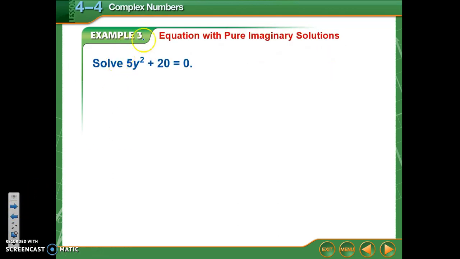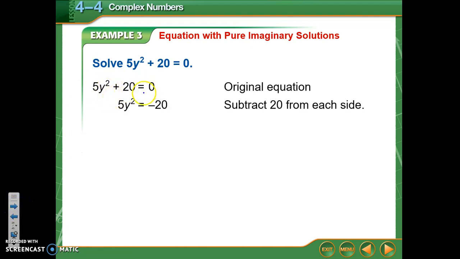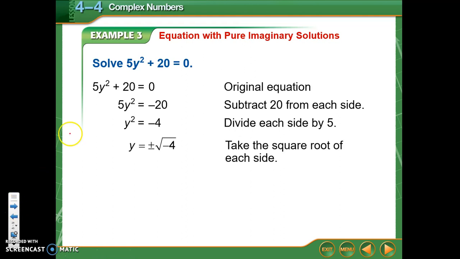So let's look at this. I have 5y squared plus 20 equals 0. This is a quadratic equation because of the power of 2, but in this case my b is 0. So I'm going to subtract 20 from both sides, and then I'm going to divide by 5, so I get y squared equals -4. So because I just have a y squared, not a y squared and a y, I can take the square root of each side, right? So I can take the square root of y squared, and I can do plus or minus, don't forget that point, the square root of -4. The square root of y squared is y. Here I have plus or minus the square root of -4.